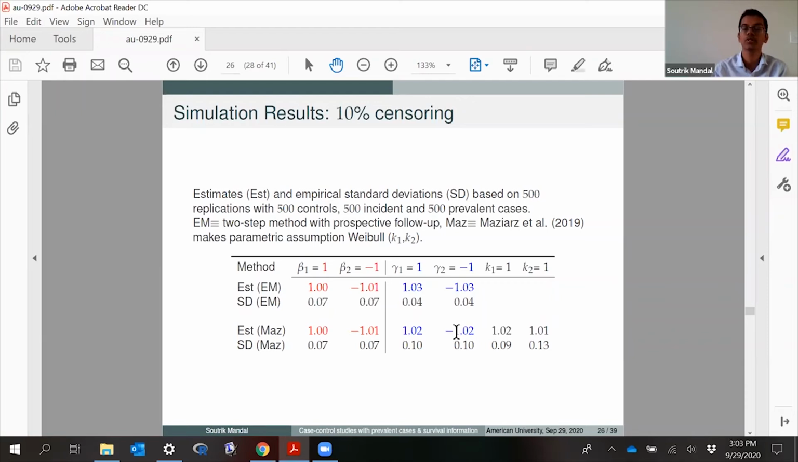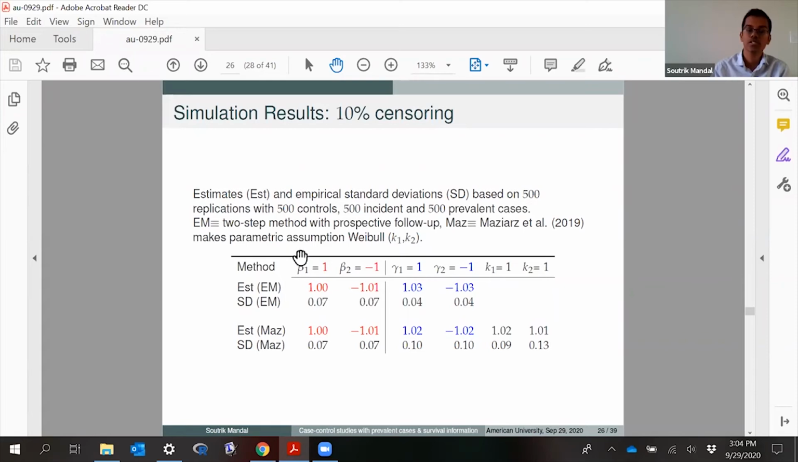They both return very similar estimates, and they're both unbiased. And if you look at the standard deviations, our two-step method is more efficient than the Mazier's method. So this was the step 1 estimates.